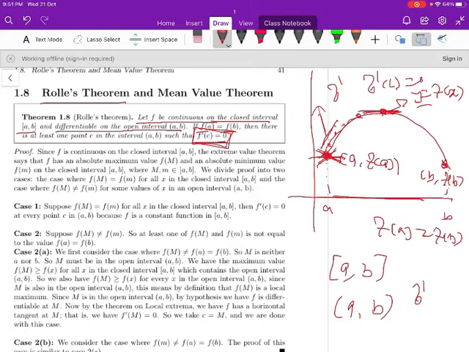So if f'(c) is equal to 0, we can have a local maximum value or a local minimum value. We can see that. So with the help of the extreme value theorem, we can develop Rolle's theorem.